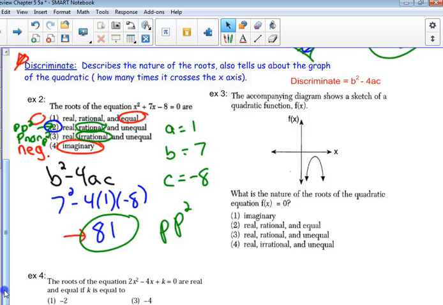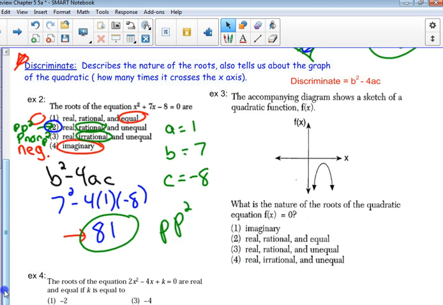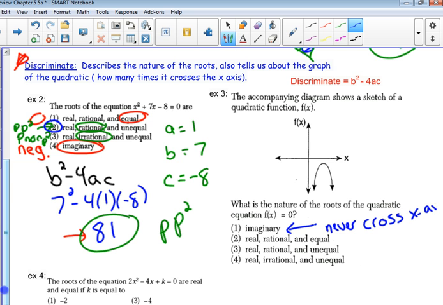I usually see it come up like this, not with the graph, but this is from a Regents. I just want to make sure that we remembered some things about what the graphs look like too. When you look at a graph, when you're talking about things involving the discriminant, it's how many times it crosses the x-axis. So in this, do we ever cross the x-axis? No. Do you remember which one it is that never crosses the x-axis? Imaginary, you're right. Good. So things that are imaginary never cross the x-axis.